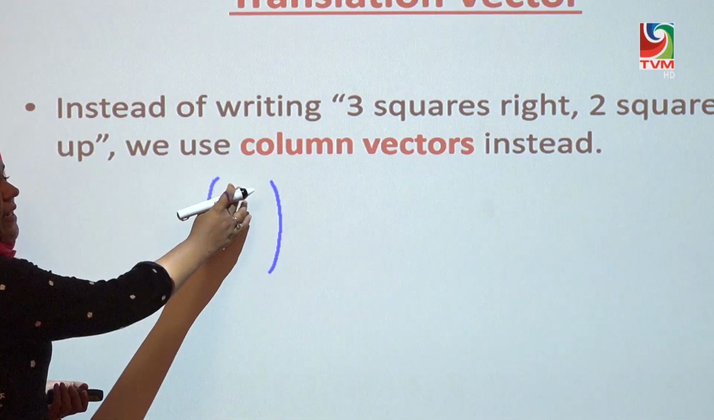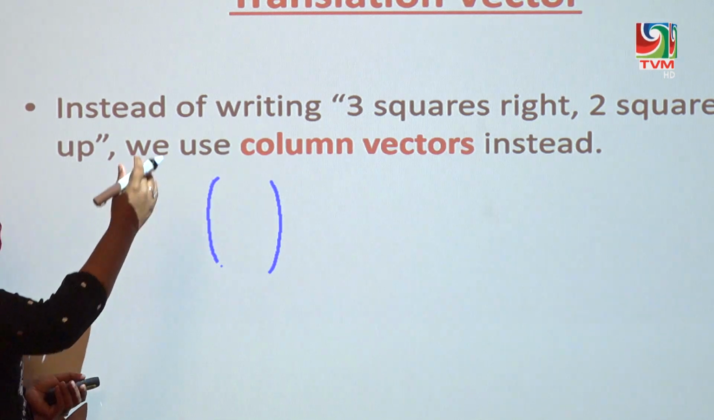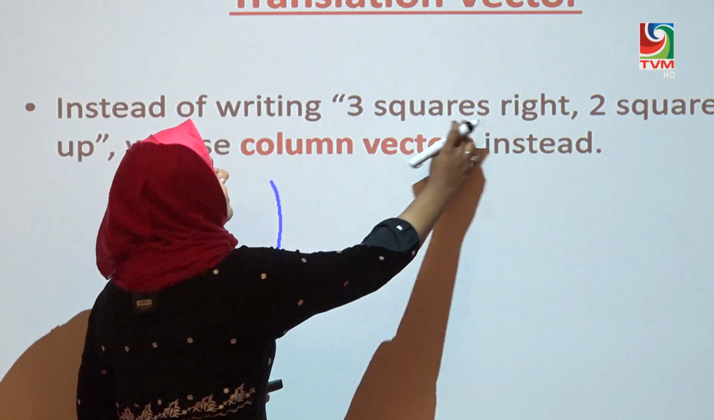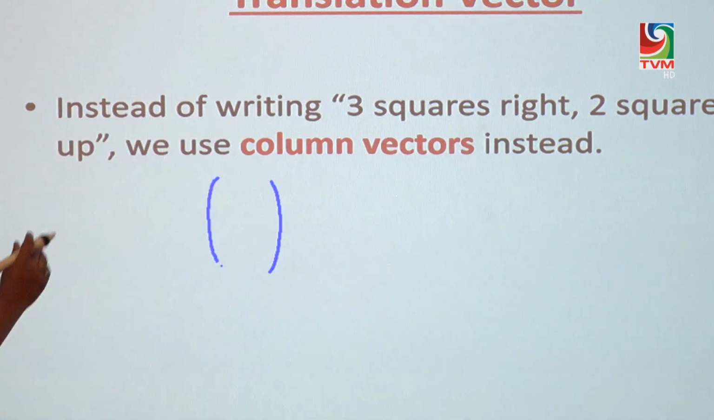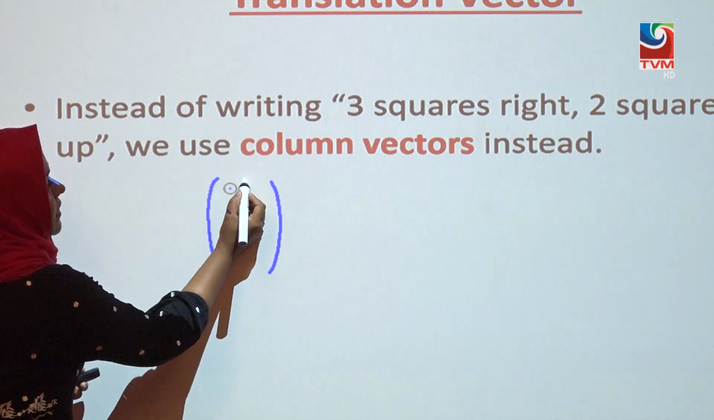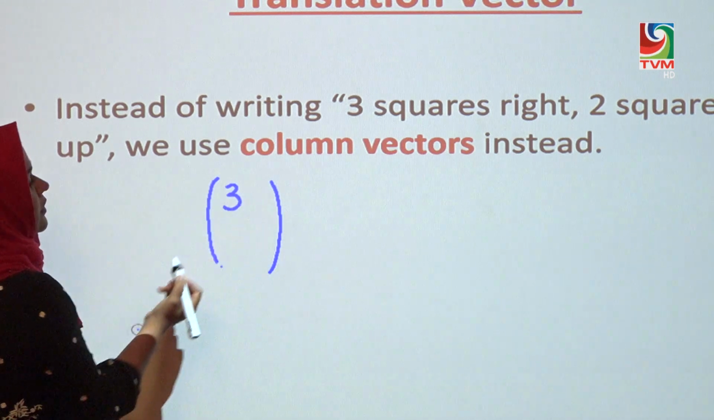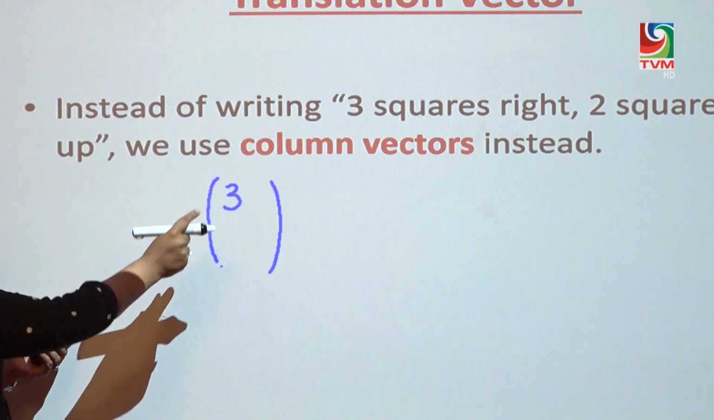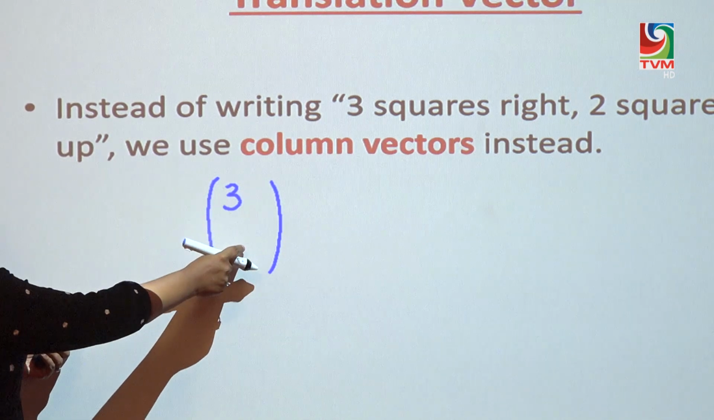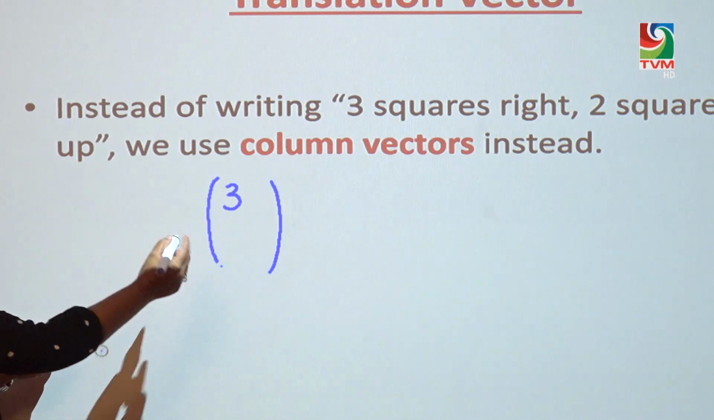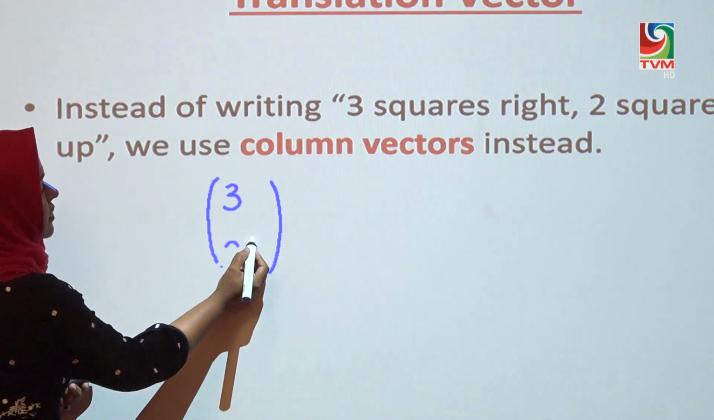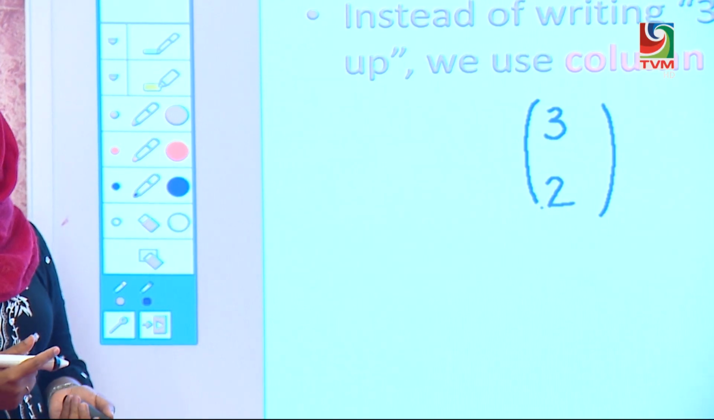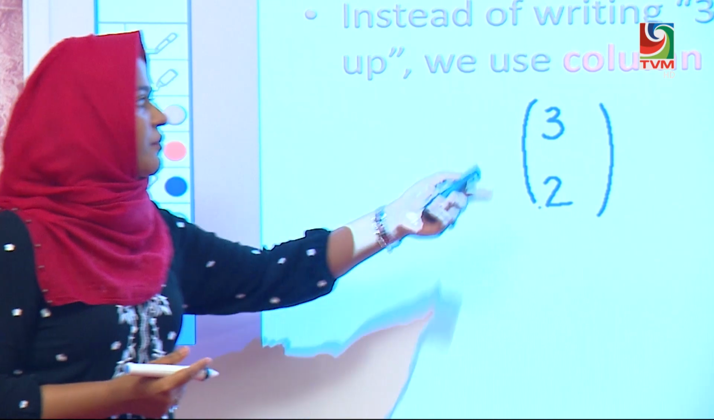The first value indicates whether the object is moving to the right or to the left. Now, here it says movement 3 squares right. So, 3 squares in the right direction, say it is 3 here. Since the object is moving to the right, this value will be positive, and in the y direction, that is the second value, up or down, it says 2 squares up. So, this value will be a positive 2 because it is moving 2 squares up. This is how we write a column vector.